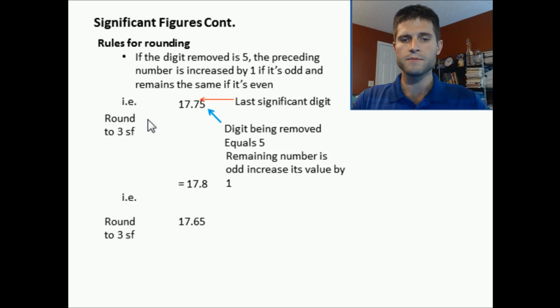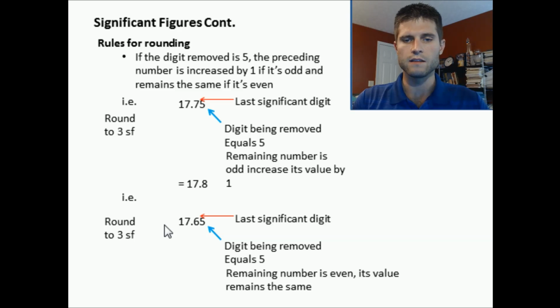On the flip side, 17.65, if we remove this 5, the 6 is even already, so we don't have to do anything with it. It is proper the way it is. So we can just leave that alone, and our final answer would be 17.6.